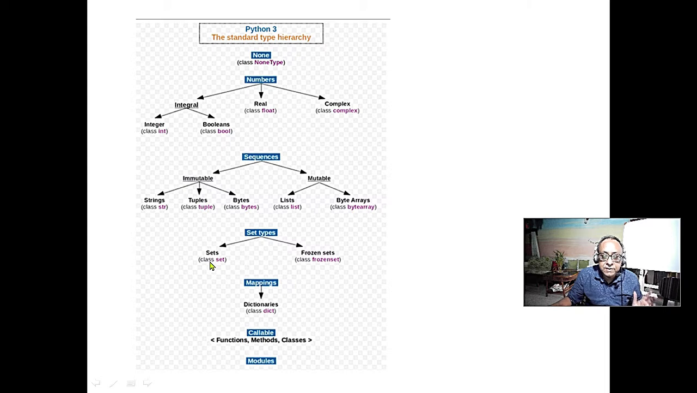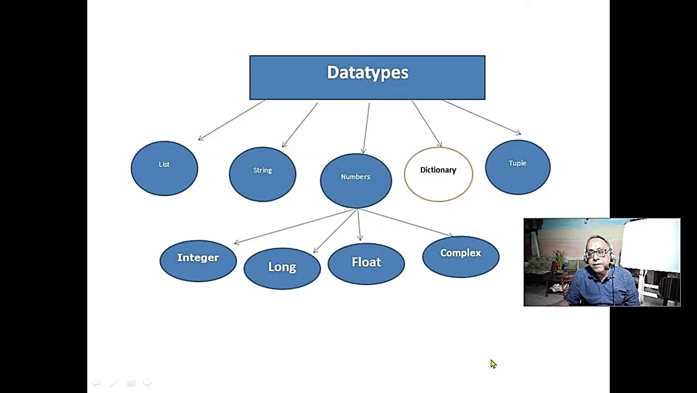Set types, you know, set and frozen set. Frozen set again is immutable. Okay, you cannot change. So a set, you can add, delete, no duplicates. Mappings, we have a dictionary that Sarah has told, we have already covered a little bit, and these things I'll come to. So you have to always remember the various hierarchies of data. This is another way you can see the data types here. Dictionary is covered, and numbers, integer, long, float, complex, all are immutable. String is immutable. List is mutable. Tuple is immutable.